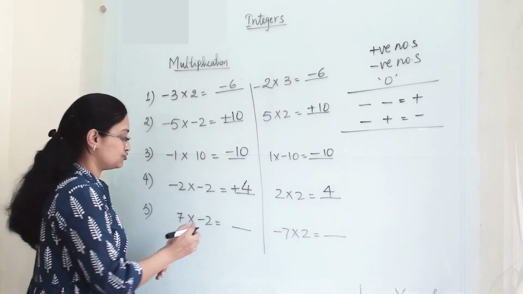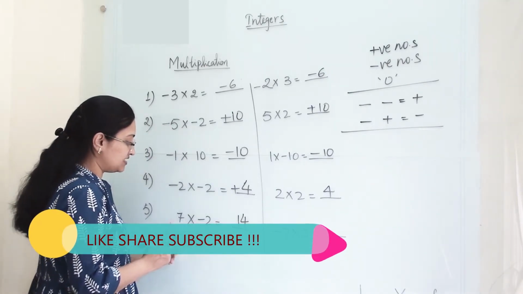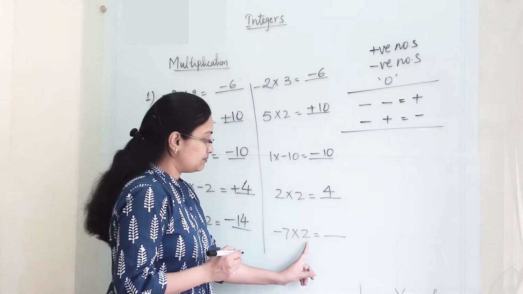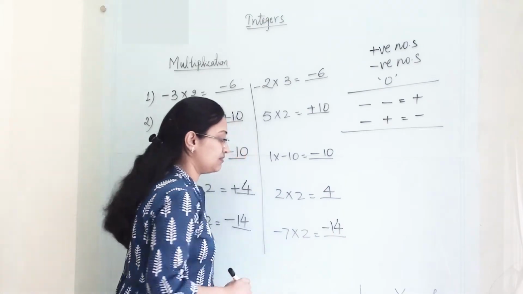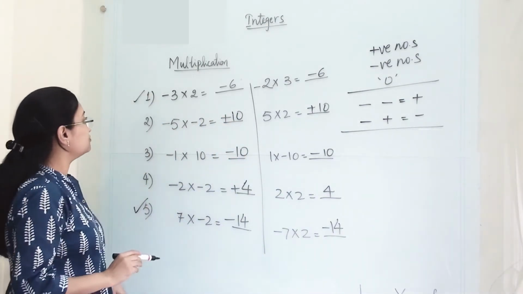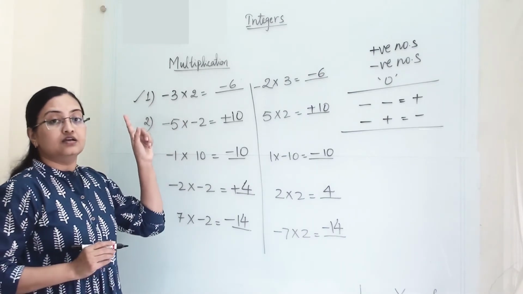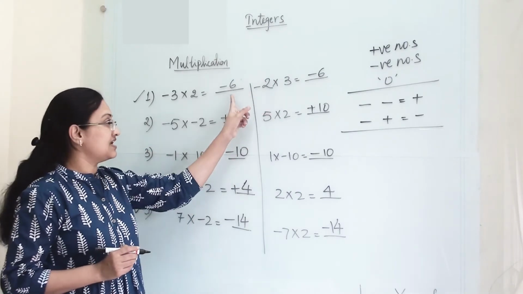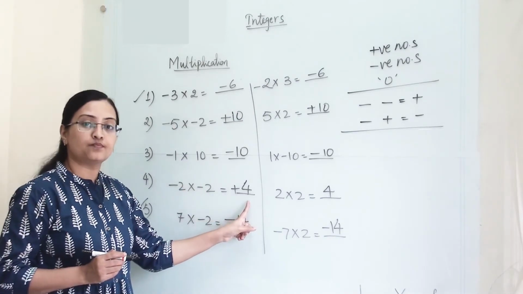7 into 2, so answer is 14 and one number is carrying minus, so minus plus minus. So minus 7 into plus 2, 7 into 2, 14 and here minus sign. So in these examples we need to see that we are considering the negative sign. If one negative sign is there, then our answer is negative. If two negative signs are there, then our answer is positive.